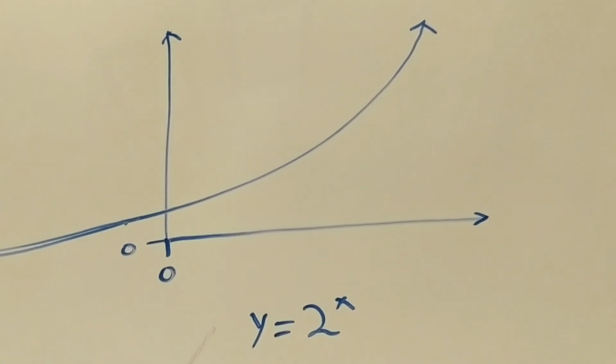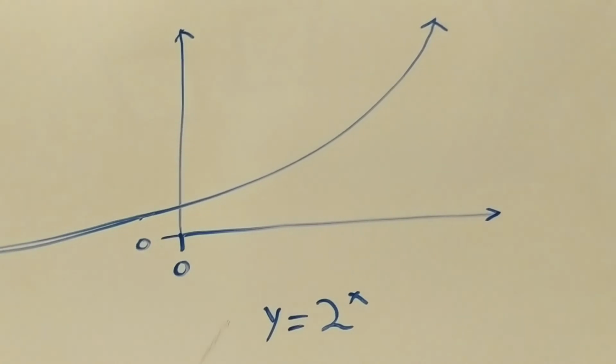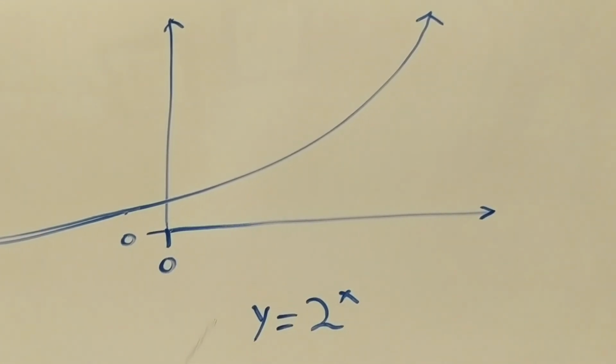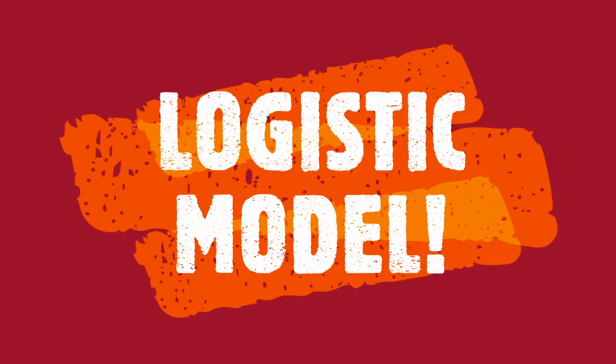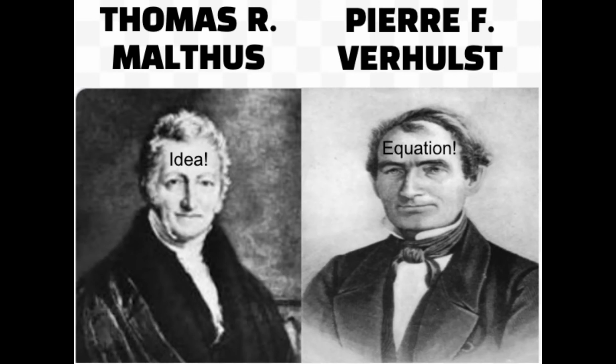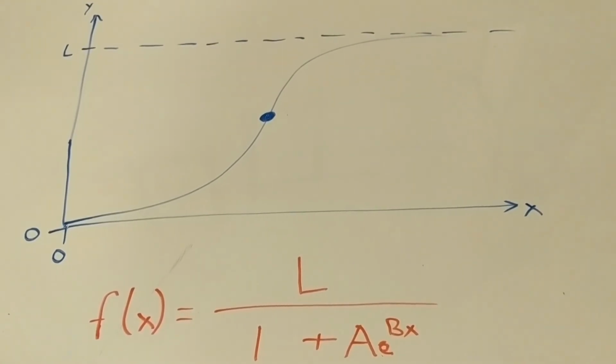This is the curve, and it shows y is equal to 2 to the power x, and it represents approximately how the virus will spread. As a replacement for the exponential model, we instead use the logistic model. The equation was thought of and founded by these guys. Here's the logistic model, both in graphical and in equation form.